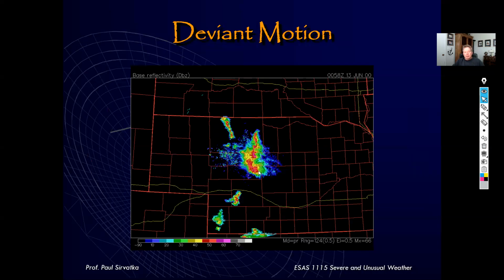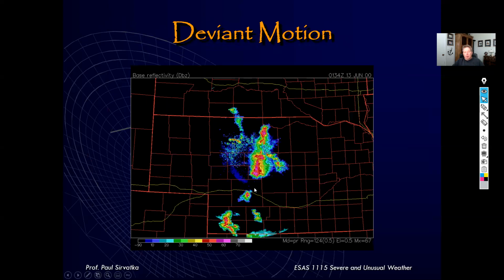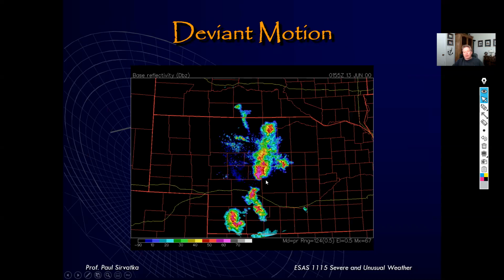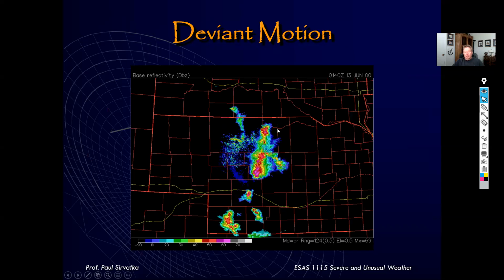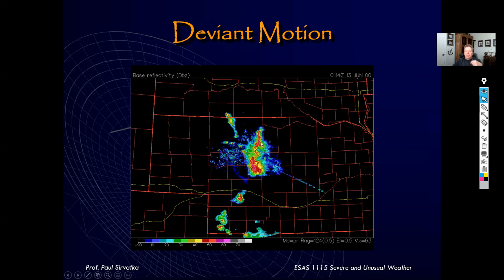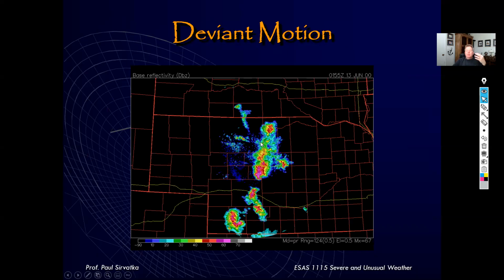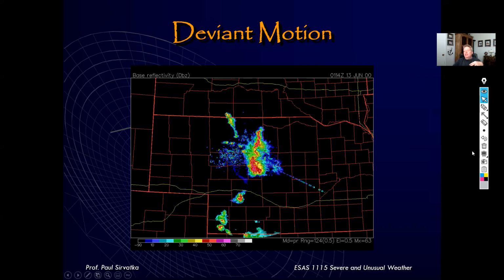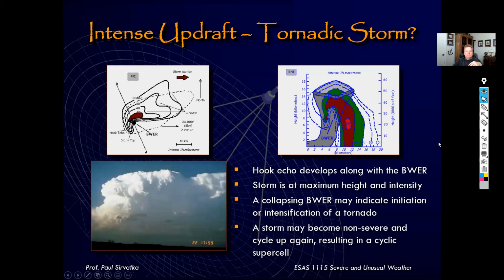This one does show you some of the deviant motion. As I watch it loop, this one's developing a hook and it's going definitely south of east, while the other storms are moving off to the northeast. So looking at how all the storms move gives you an idea of the mean wind flow. And then to see a storm doing something different, that's significant.